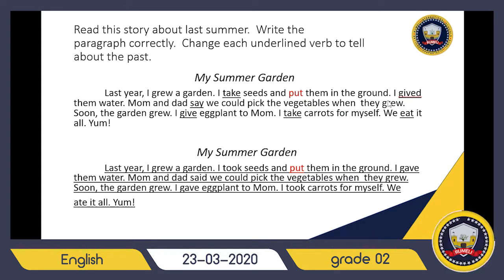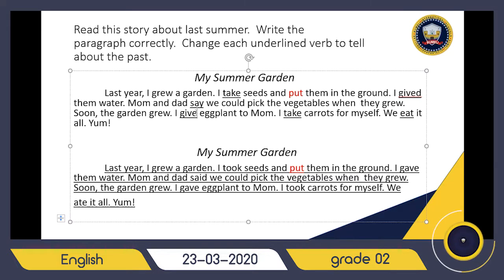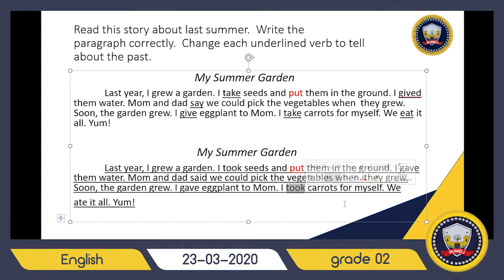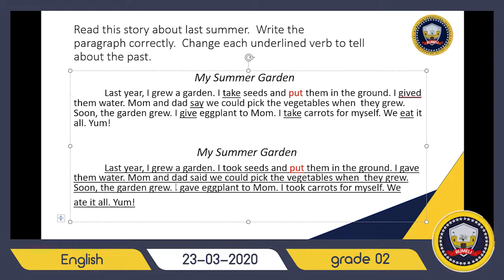I gave them water. So instead of give, you will write gave. Mom and dad say. So instead of say, you will write said. Mom and dad said we could pick the vegetables when they grew. So grew is correct. They have already written grew instead of growed. Soon the garden grew. I gave eggplant. So instead of give, you will write gave. I gave eggplant to mom. I took. Instead of take, you will write took. I took carrots for myself. We ate it all.